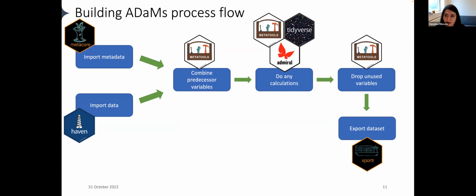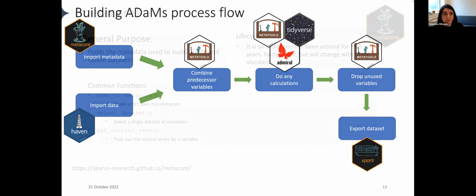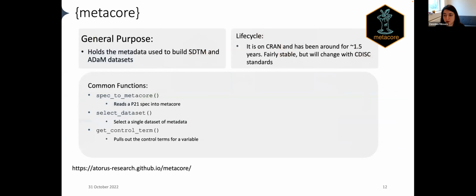Then we're going to drop off any unused variables and finally export the data using xportr, which is another package from the Pharmaverse that helps you export XPT files that meet the typical standards, like Pinnacle 21 standards. So it adds things like length and variable labels, and all of that stuff, which can be really helpful. So that's the highest level stuff. Let me just give you a little bit more information about each one of these packages, and then we'll get into some code. So as I said, metacore, its general purpose is to hold metadata.